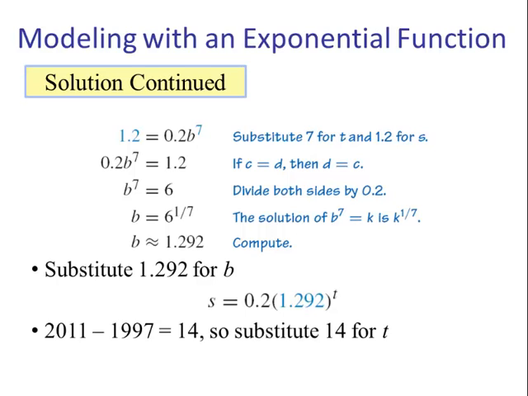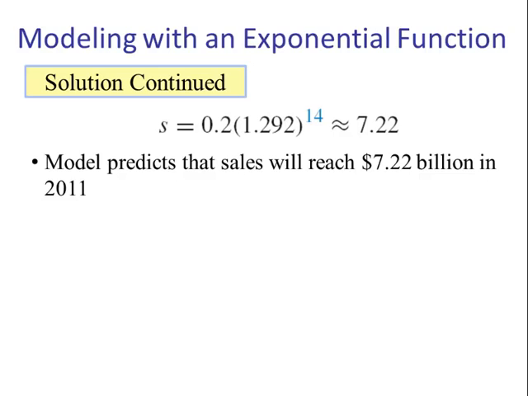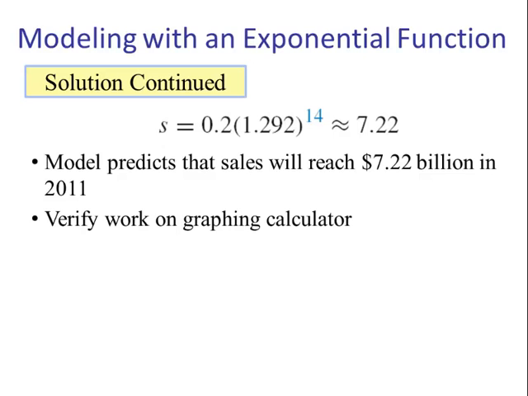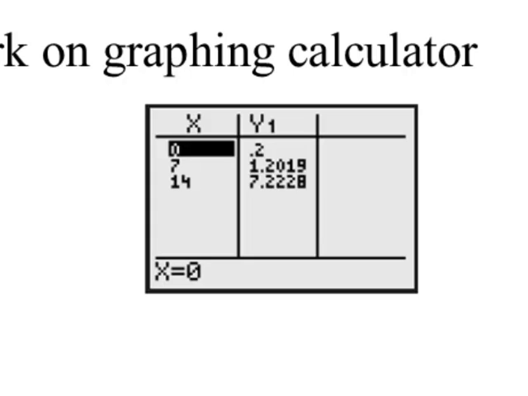And 2011 means that T is 14. So substituting 14 in for T, S is approximately equal to 7.22. So we would say in terms of this problem, the model predicts that the sales will reach 7.22 billion in 2011. We can verify this on the graphing calculator using our table feature. When X is 14, we have 7.22.